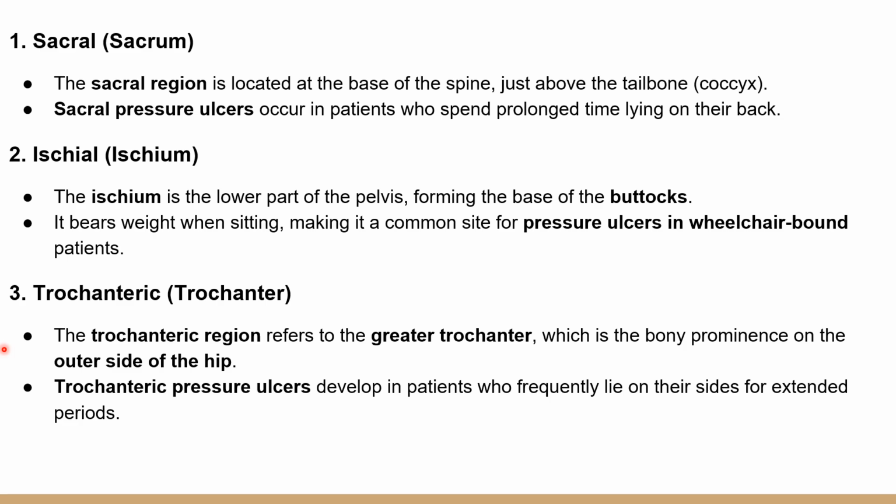And then the trochanteric ulcer. These are basically in the region where there is a greater trochanter, and it is basically in a patient who frequently lies on their side for an extended period, that is the outer side of the hip. So this is just information for you, because sometimes they do ask in the anatomy where do you find the location of the ischial or the trochanteric ulcer, so you should know that.